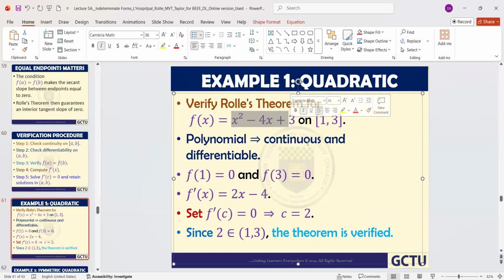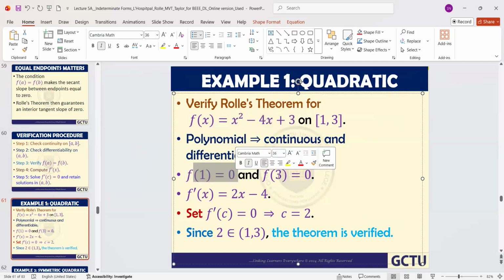Now step 3, let's substitute the limits, the interval, into the function. If I put 1 here, 1 squared is 1. Minus 4 times 1 will give you minus 3. Minus 3 plus 3 will give you 0. So f of 1 will give you 0. Now, when you substitute 3 into the equation, 3 squared is 9.